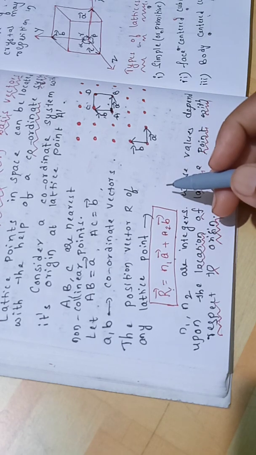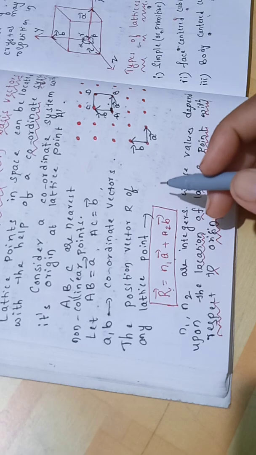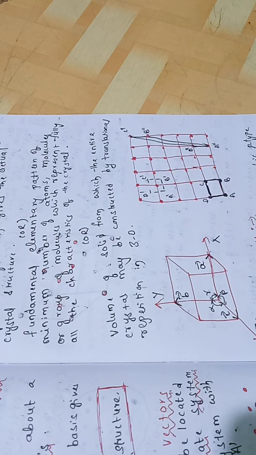We call A, B, C as primitives. Now next, let us move to the unit cell. So unit cell means, if we construct a home, what will you do?